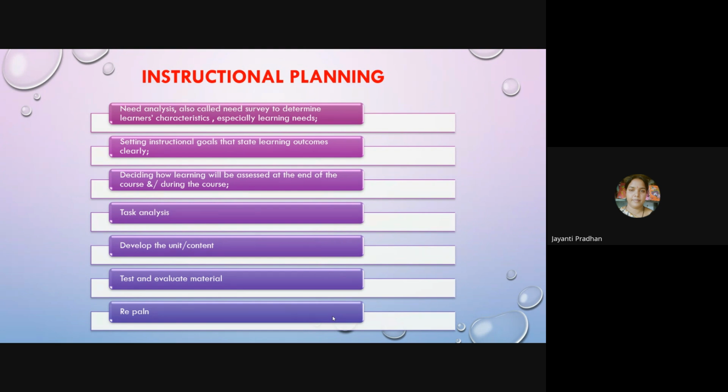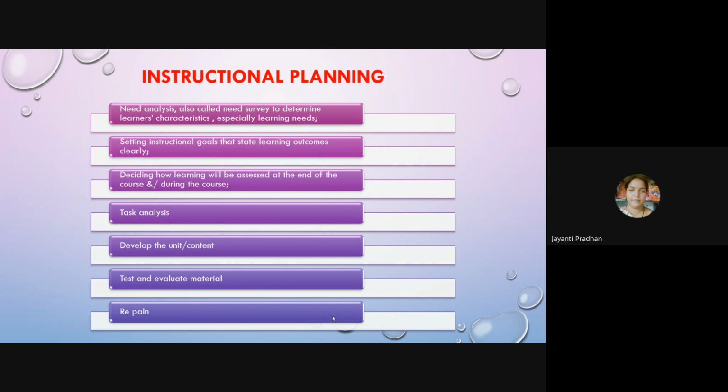What kind of content I will take, what kind of strategy I will take, what kind of material I will use, and what kind of instrument I will use to assess them. So in task analysis, if this is my instructional goal, then what kind of content, material and instrument I will choose for the program. It is like task analysis.